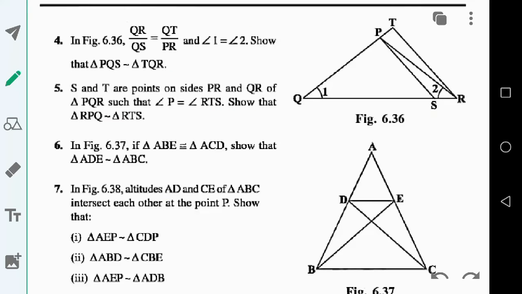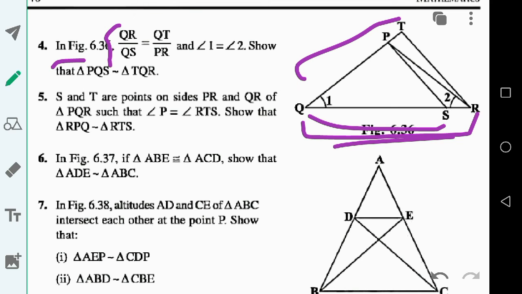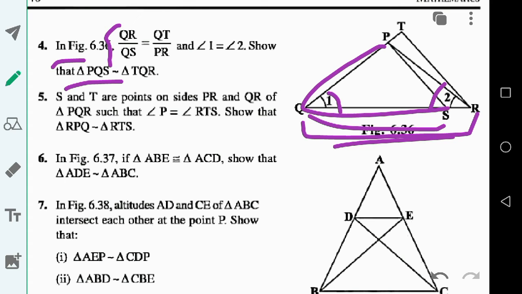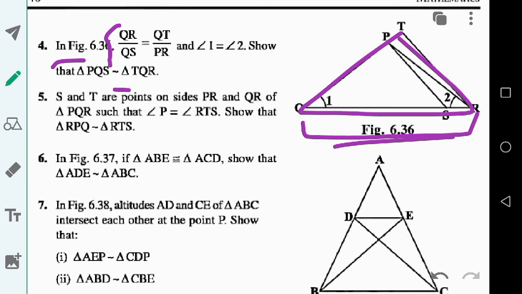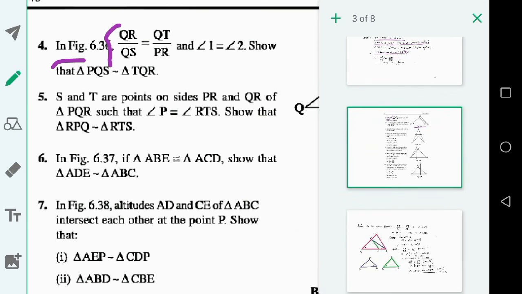Okay, now let us solve question number 4. In this figure 6.36, QR by QS is equal to QT by PR. Then angle 1 is equal to angle 2. Then we need to prove that triangles PQS and TQR are similar. That has to be shown here. So let me show you how to solve this.